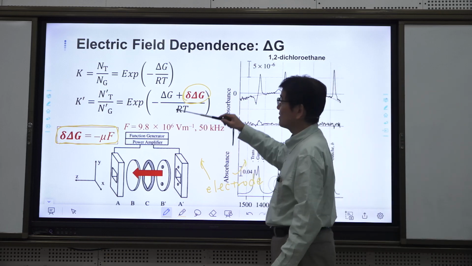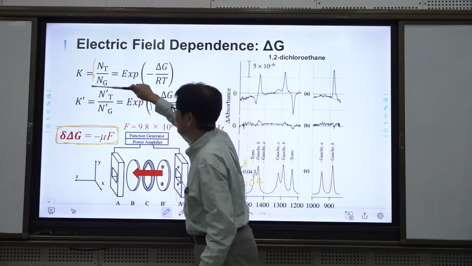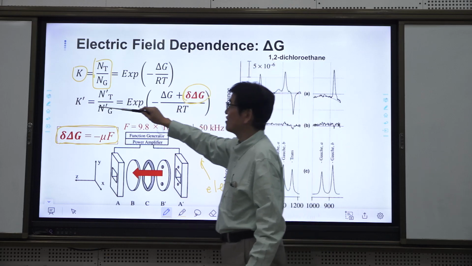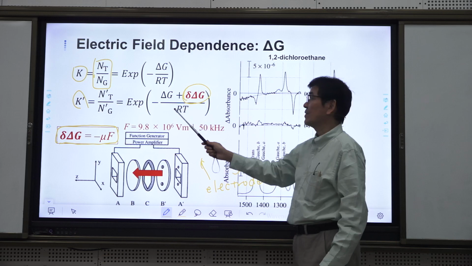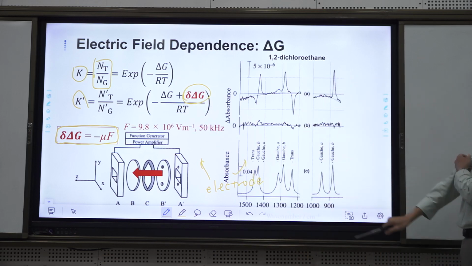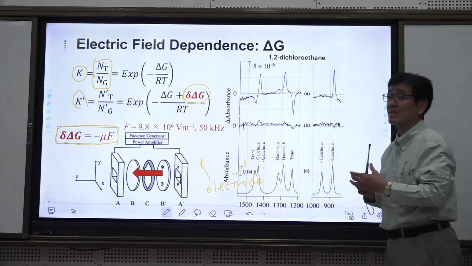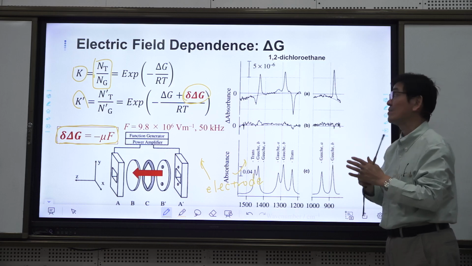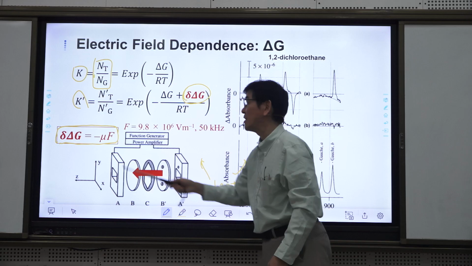So by comparing the population ratio or the equilibrium constant in the absence and presence of the electric field, we can get the information about delta G. The effect is different from the temperature dependence, because the temperature dependence only affects a limited part of the delta G. But in this case, we can affect the delta G directly.